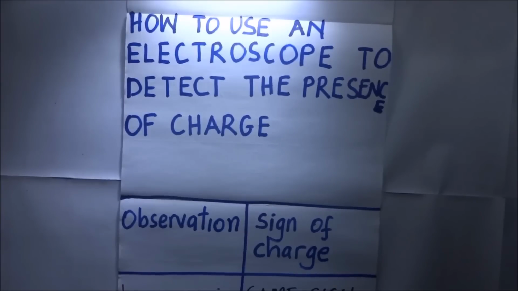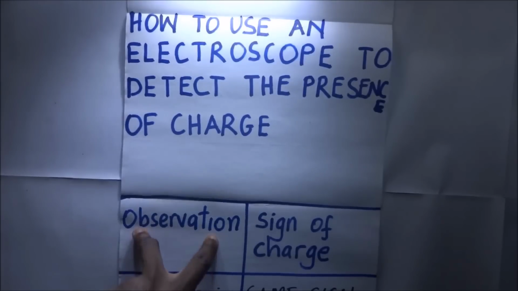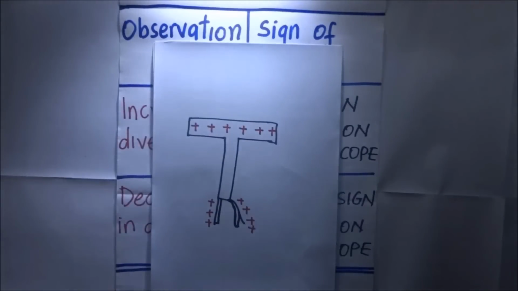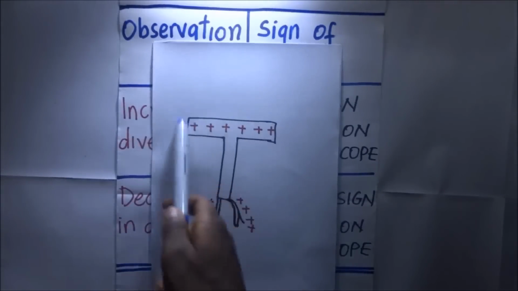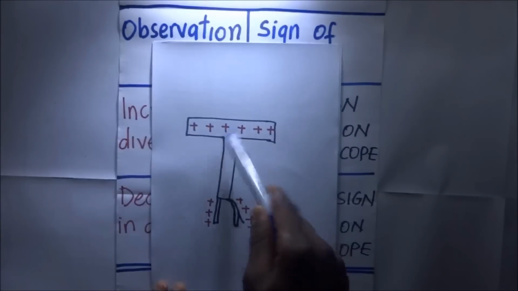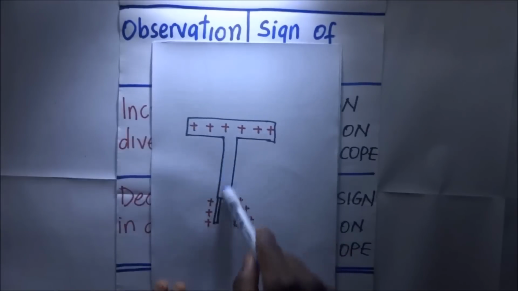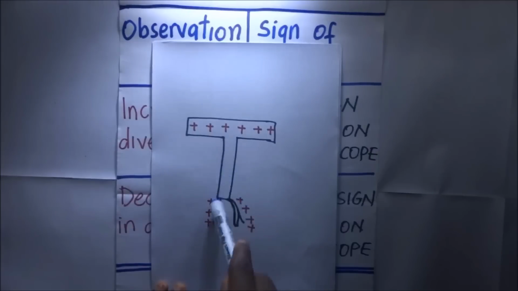So we shall simply follow this table and look at the observation and the sign of the charge that should be deduced after making that observation. Let's look at this diagram here. This is the cap of a gold leaf electroscope. It's called the brass cap. This is the brass plate, the brass rod, the brass plate, and the gold leaf.